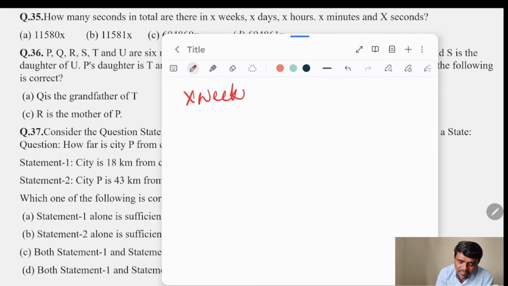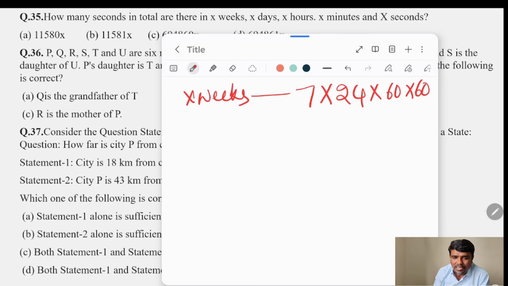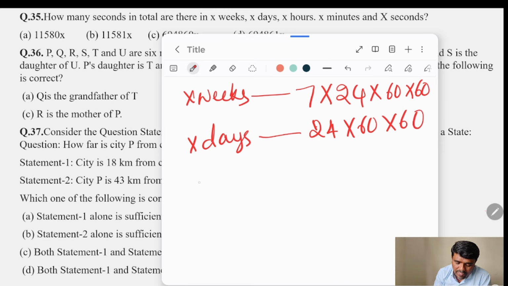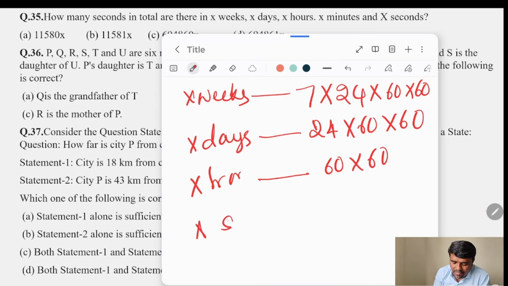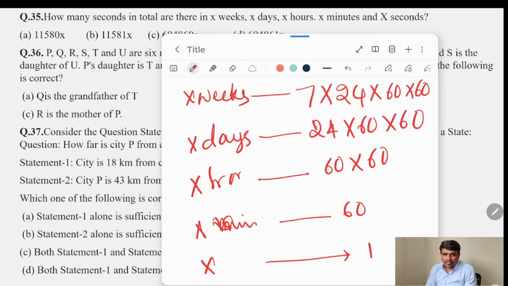X weeks means, see, a week means 7 days, 24 hours each, and an hour equals 60 minutes, into 60. This number is to be multiplied. Wait a moment, I'll tell you the logic. And X days: X into a day means 24 hours, 60 into 60. And X hours means 60 minutes into 60 per hour. And X minutes, also there are 60 seconds, and X seconds, 1 into X. So these need to be added, then you will get the answer.